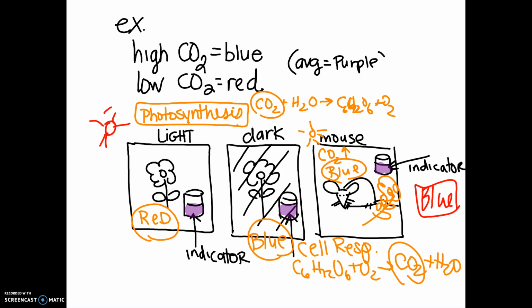That kind of an experiment is what you should be able to do on the test. I could, instead of CO2, say oxygen. Instead of colors, I could say pHs. There's a lot of variations of what I could do. I could also do something that had to do with fermentation.